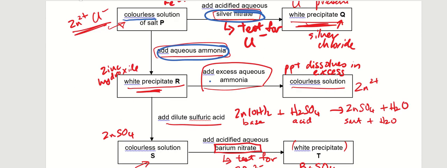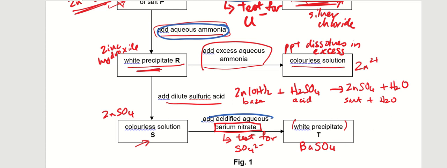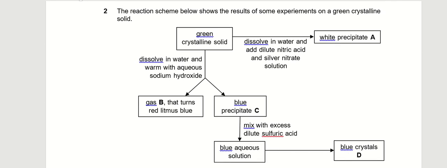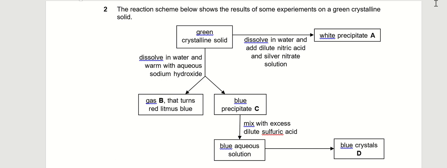Okay, so here you can see that we have actually used knowledge on testing for chloride, testing for cations. We also learned to test for sulfate ion, and we also have an acid-base reaction. Okay, so you can see how all this information comes into play when we solve such problems. Okay, so now let's go ahead and try to do a second problem. Let's try to see whether we can get more information, practice a bit more. The reaction scheme below shows the results of some experiments on a green crystalline solid.